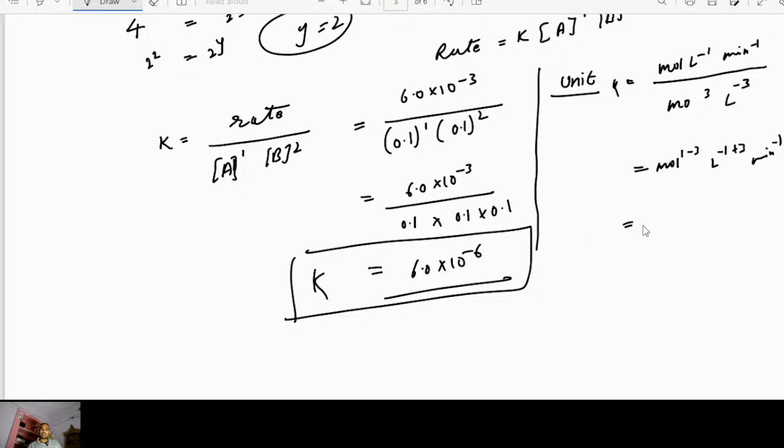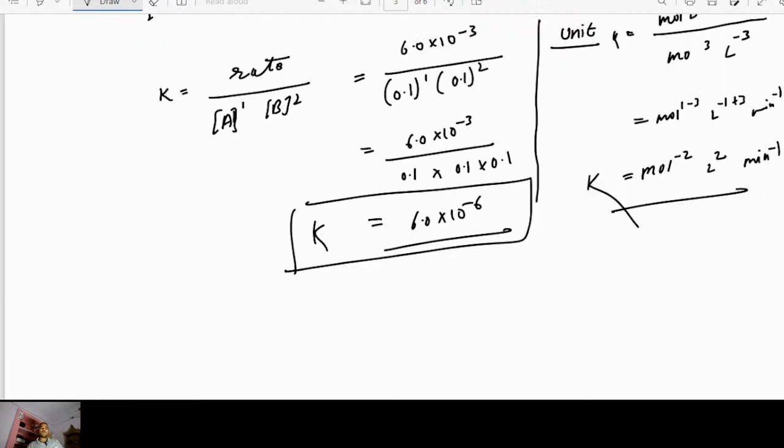So mole, what is it, student? Minus 2, liter square, and minute it will be minus 1. So this is the unit of the k, student. So the unit of k is mole minus 2 liter square minute inverse. That is correct, student, in the book. Now let us move on to the next question.